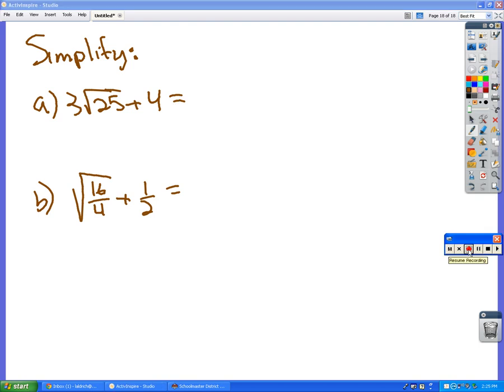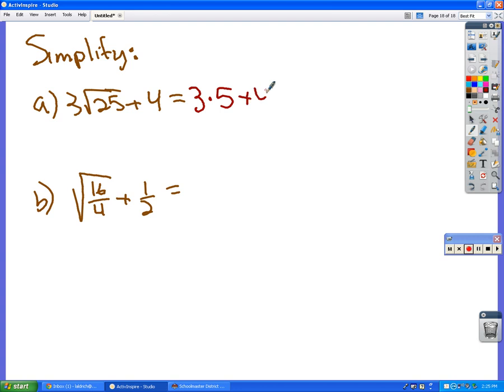All right, what you guys need to know about this is square roots act like parentheses. So you have to do the square root stuff first. So when I look at this problem right here, this is saying 3 times the square root of 25. So I'm going to rewrite that as 3 times... 3 times what? 5. Square root of 25 is 5, okay?